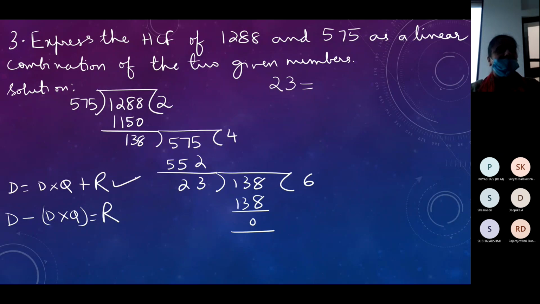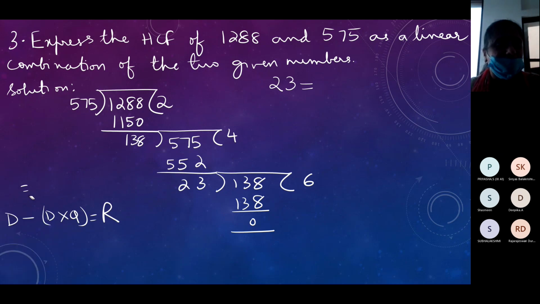This is the division algorithm. Dividend is equal to divisor into quotient plus remainder. So what is the remainder then? Dividend minus, transpose this, dividend minus divisor into quotient. That is what we're using here.